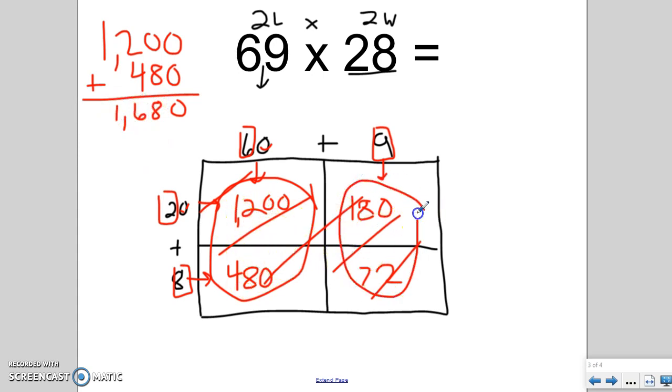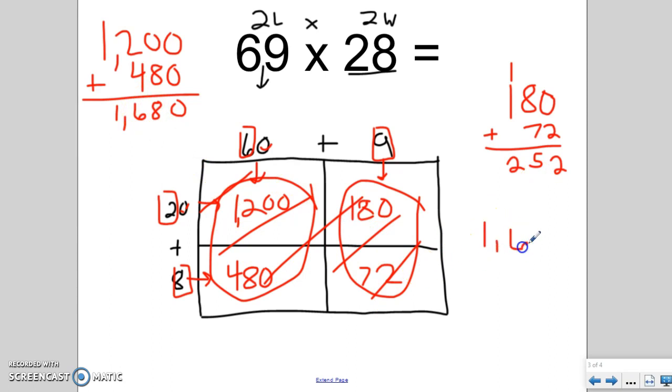And then here I'm going to add my last 2 numbers. I have 180 and I have 72. Add those guys together. 0 plus 2 is 2. 8 plus 7 is 15. Carry my 1. And I get 2. So I know that these 2 make 1,680. These 2 make 252. I just got to put them together to get my total.